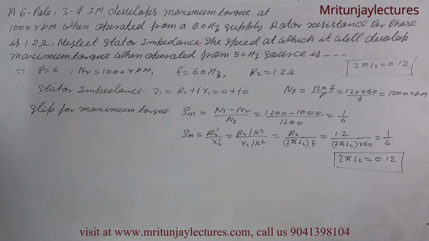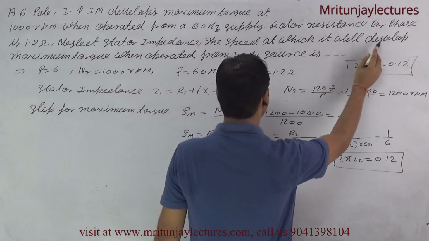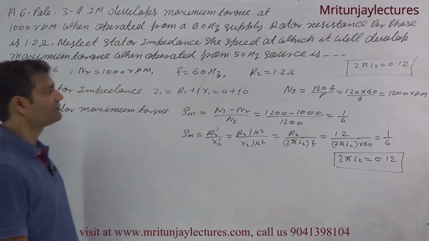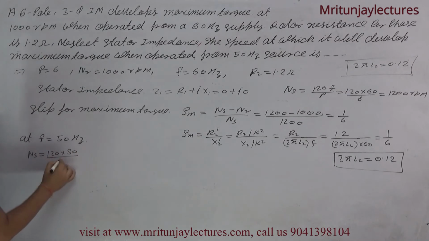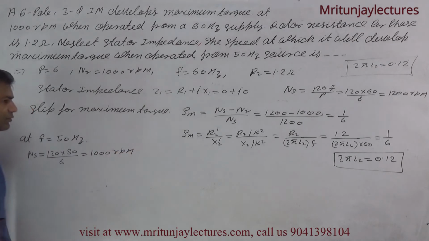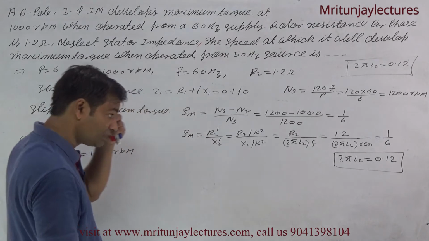Now, another case: the speed at which maximum torque is developed when operated from a 50 Hz supply source. Now at 50 Hz, F is equal to 50 Hz. What about Ns? Ns is equal to 120 into 50 divided by 6, that is 1000 rpm. Our motto is to determine the rotor speed.